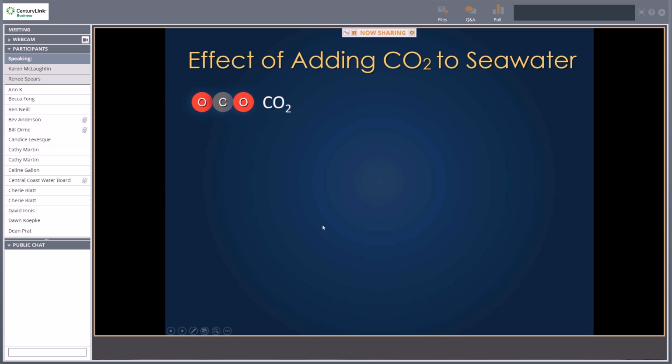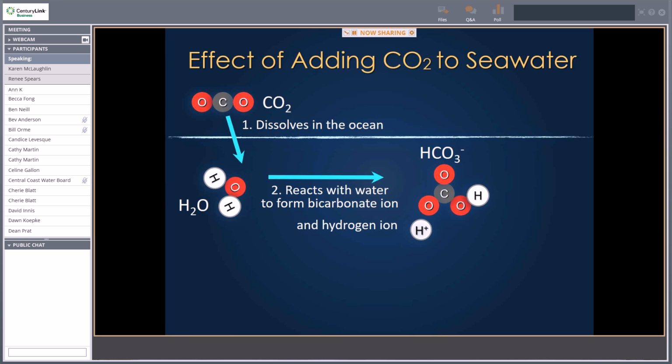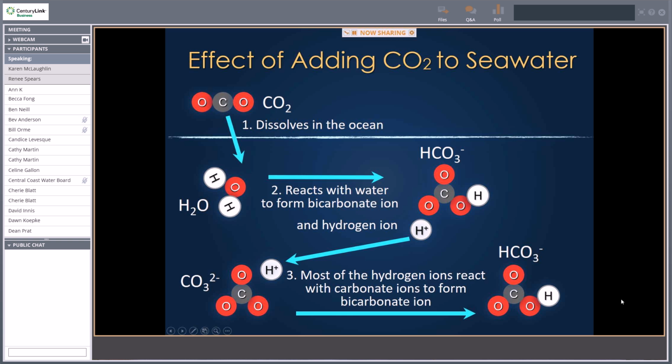So how does CO2 affect ocean chemistry? When CO2 dissolves in the ocean, it reacts with water to form bicarbonate ion and a hydrogen ion. The hydrogen ion is reflected in the change in pH, because pH is a measure of hydrogen ion concentration in the water. However, not all of the hydrogen ion stays dissolved in the water column. Most of it reacts with carbonate ion to form more bicarbonate ion. And this last reaction is a problem for organisms that rely on carbonate ions for their livelihood.